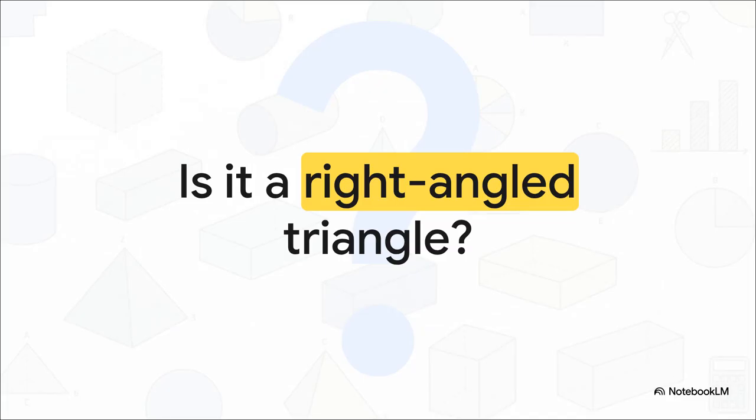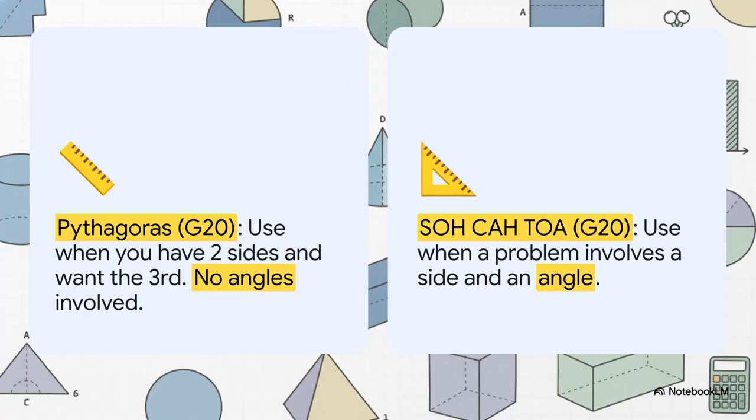This is it. This is the first and most important question you have to ask yourself every single time you see a triangle problem. Your answer to this one question immediately cuts your choices in half and points you exactly where you need to go. So, is there a little square in the corner? If the answer is yes, it's a right-angled triangle, then you have two amazing tools.